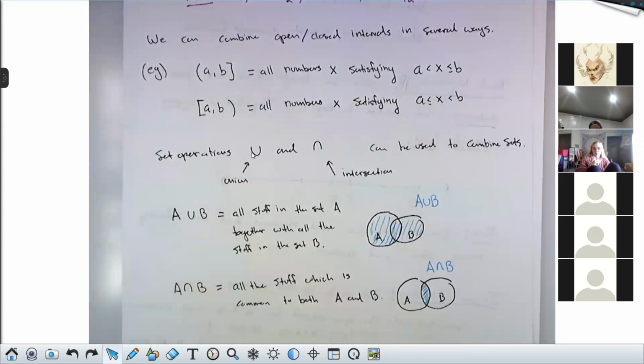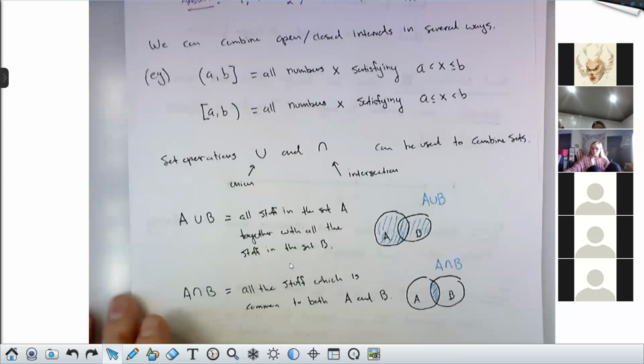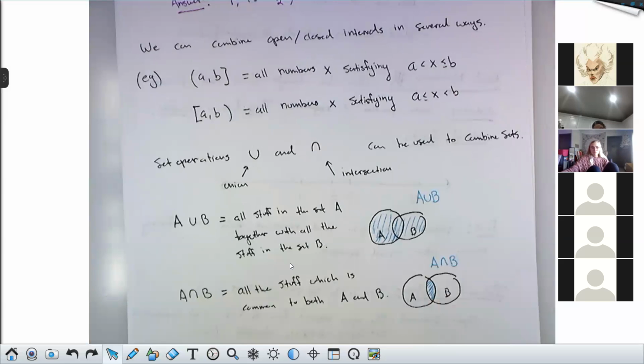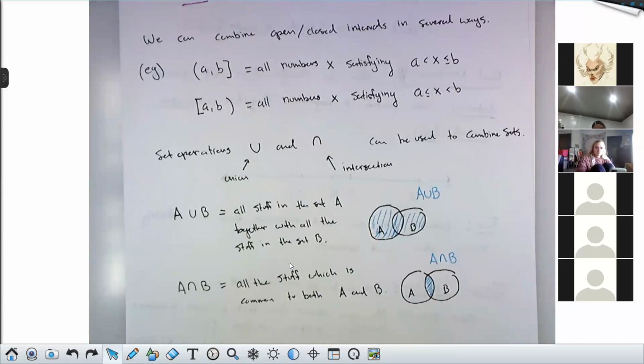We'll use the union symbol more than the intersection symbol, but I'll use the word intersection from time to time. And there may be some occasions where we need to actually intersect two sets. Okay. Any questions about interval notation or union and intersection?